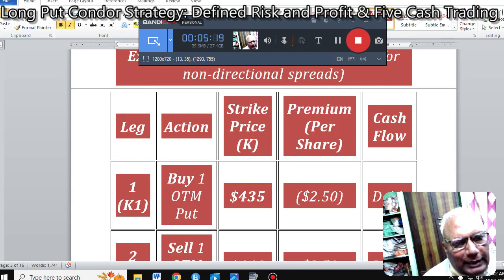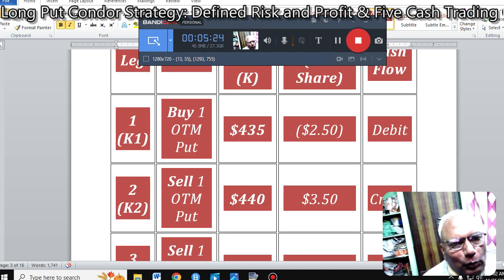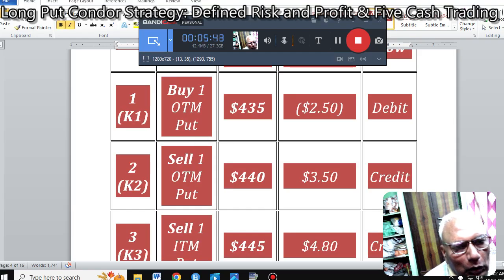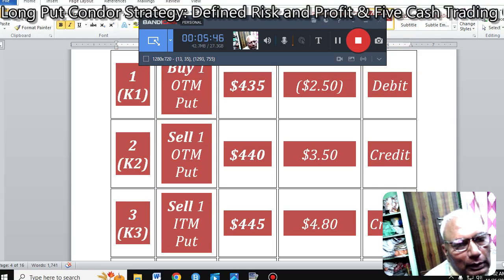Leg, action, strike price, premium per share, cash flow. Number 1, K1: buy OTM put, strike $435, $2.50 debit. Number 2, K2: sell 1 OTM put, strike $440, $3.50 credit.